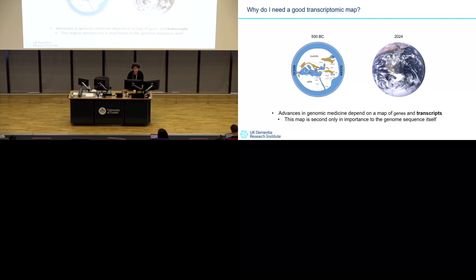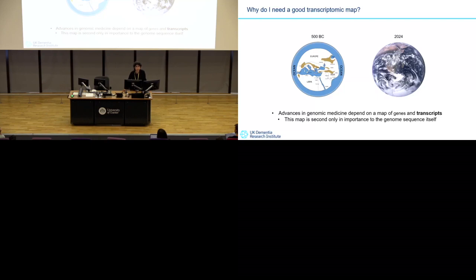As someone put earlier today, genomic medicine depends on maps of genes and maps of transcripts. The transcriptomic map, or other types of functional genomic map, are only second in importance to the sequence itself. And maps really matter. If it's not on the map, you don't know it's there. If we look at the map of the world from 500 BC, there's no Australia, there's no North America. There are large portions of the world that aren't there at all. It looks pretty identical if you look at the Mediterranean, though.